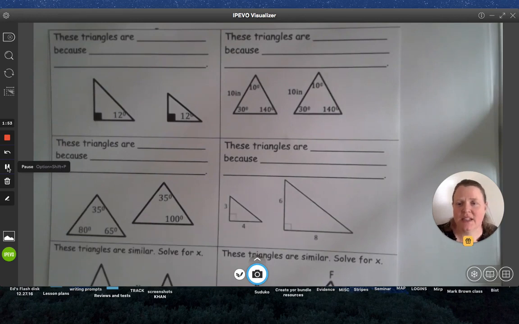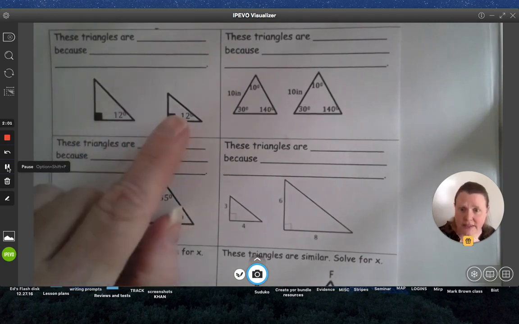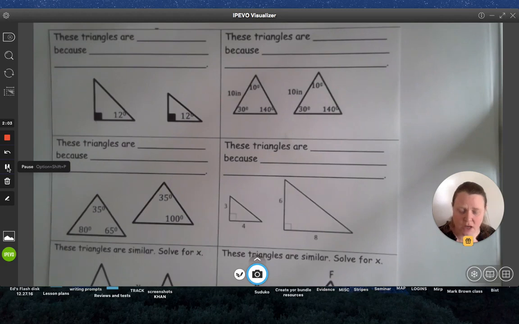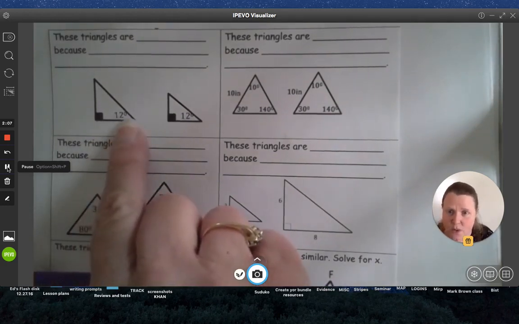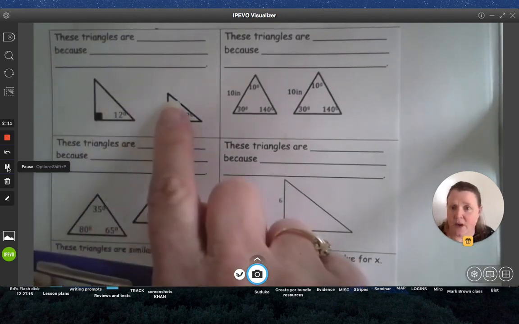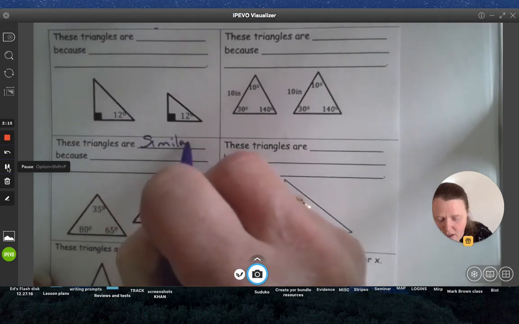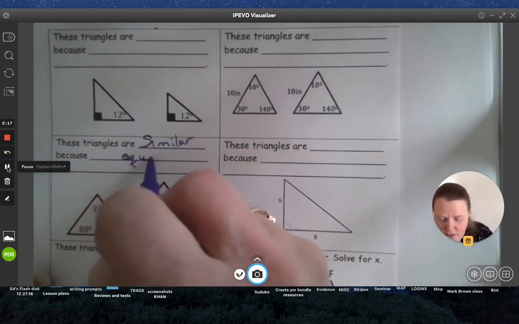On this page, we're going to talk about whether they're congruent, whether they're similar, or whether they are not. When we look at this one, clearly we can see that they do not look congruent. You see how one of them is much taller? But we do know that they are similar because we have a 90-degree angle and a 12, and a 90-degree angle and a 12. So no matter what angle has to go up here, they would both be the same. So this triangle is similar because they have equal angles.